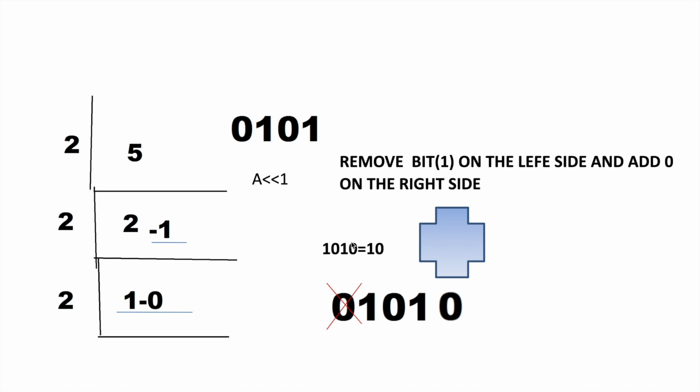So this is a bitwise operation. You are going to shift the bits and perform the bitwise left shift or right shift. Here I just explained left shift. If you have any doubts, please post them in the comment section. So what I did in simple terms is remove the left bit and add 0 on the rightmost side.